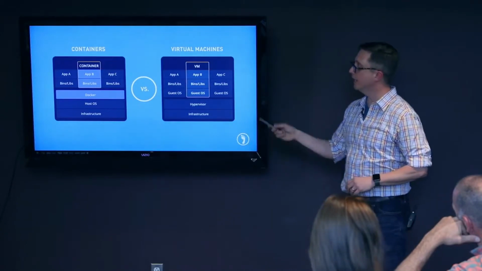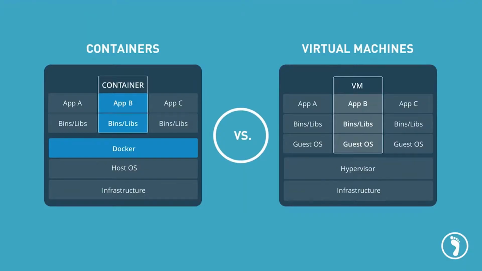Well, on the Docker side, in containers, we get rid of that guest operating system. You just have this Docker layer. So you have your application, you have your dependencies, and then you have the Docker layer. Let's take a quick look at a demo, starting with .NET Core, and we'll Dockerize it.